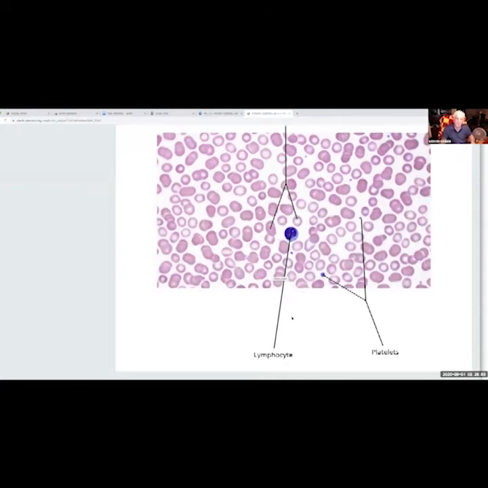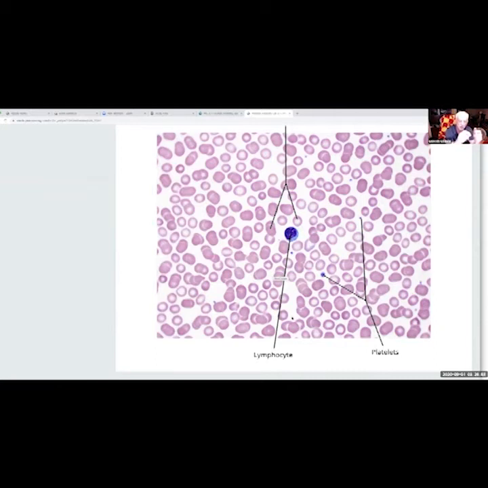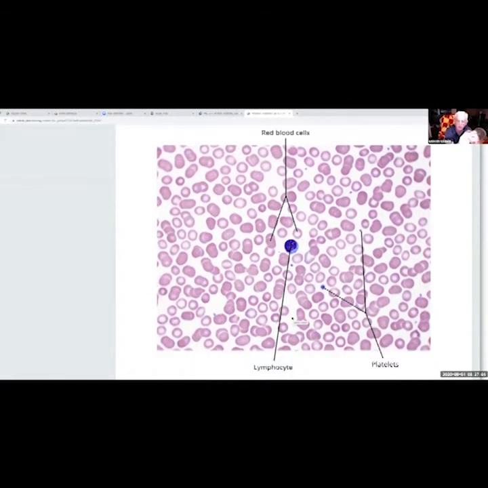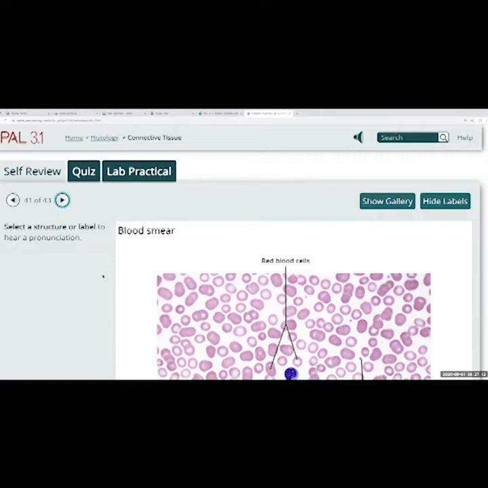Okay, so everybody right now should be able to identify red blood cells, white blood cells. I don't care what type yet, but we will later on. Red blood cells, white blood cells, and platelets. Vastly different. Okay. So why are some of the red blood cells white?